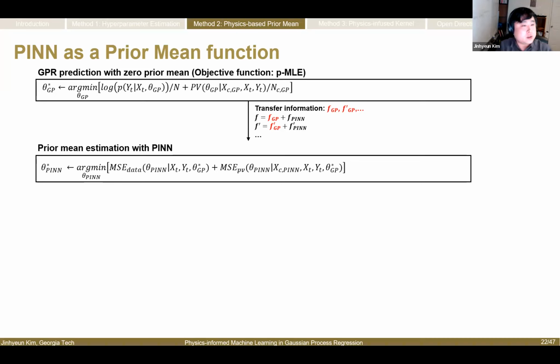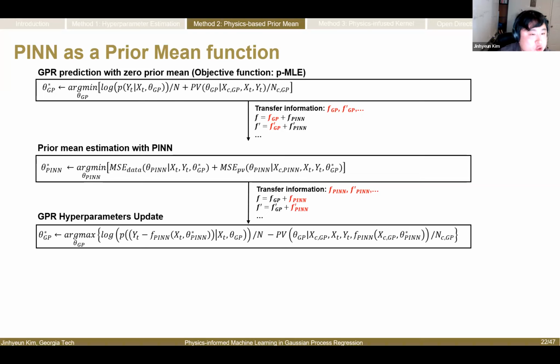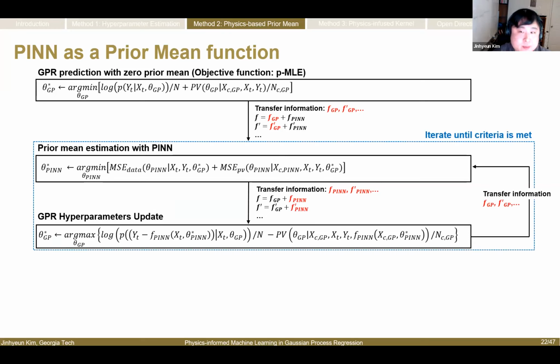So here we estimate the prior with PINN by minimizing the data fit and the physics fit. Here we utilize the GPR prediction and any of the linearly transformed GPR outputs that construct the ODE or PDE of the given system. Next, we transfer this information at collocation points to the next step to update the GPR hyperparameters. We iterate this process until the criteria is met.